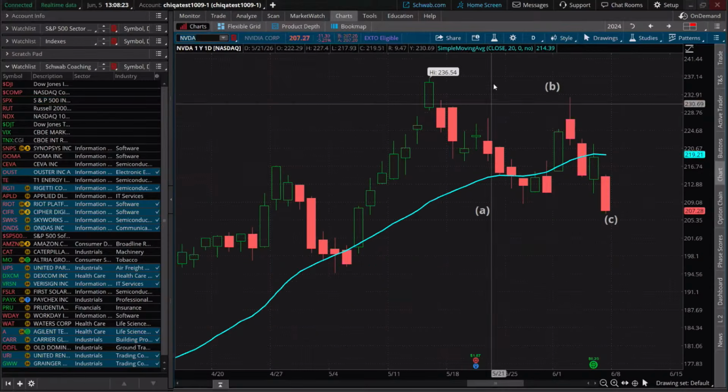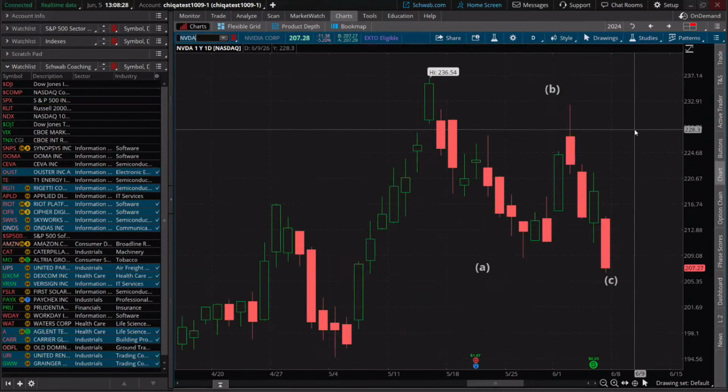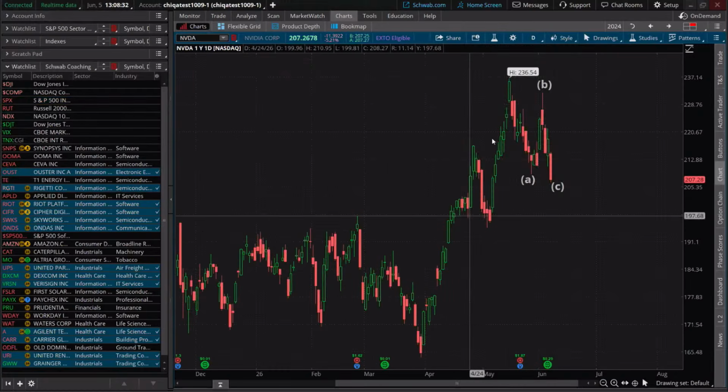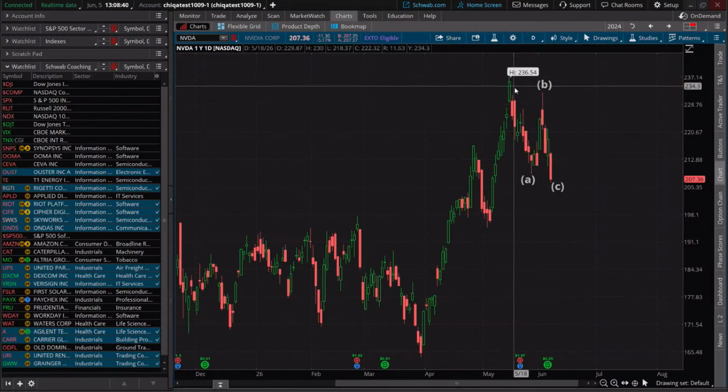Okay. So we're going to take a look at NVIDIA here. I'm going to remove the study. We're just going to focus on price here. Okay. So we obviously had a big motive wave. So we had a primary trend move up in this, I would say, shorter time frame. And now we're looking at kind of a little bit of a sharp correction.